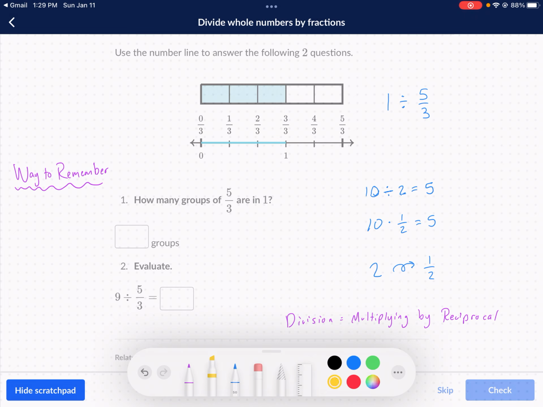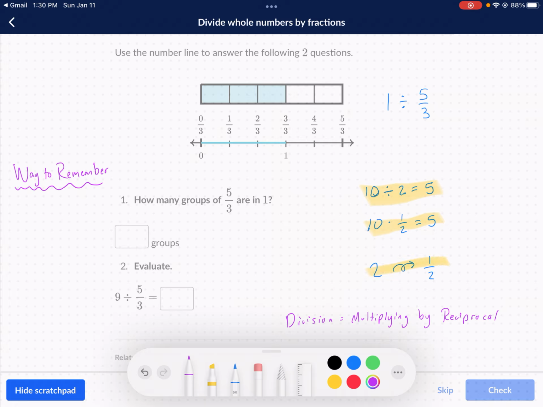So first off, the question it's really asking is this. It's talking about 1 divided by 5/3. Okay, so before I answer that, I want to get into how do we go about solving it and understanding why it works. So if we have 10 divided by 2, we know that equals 5, but also 10 times 1/2 equals 5. Why is that? That's because 2 and 1/2 have a special relationship.